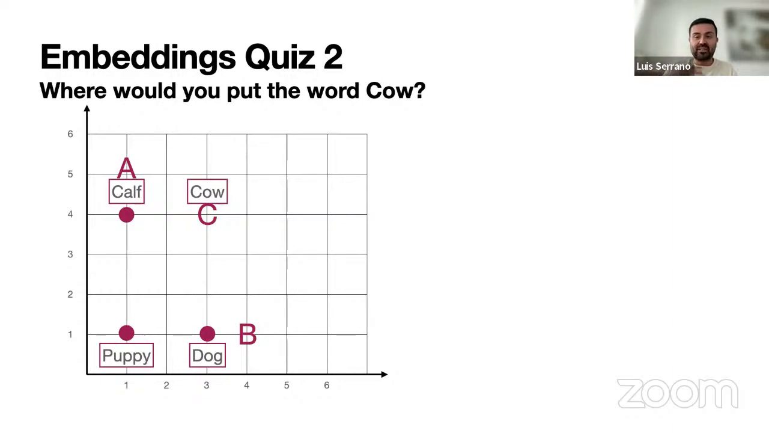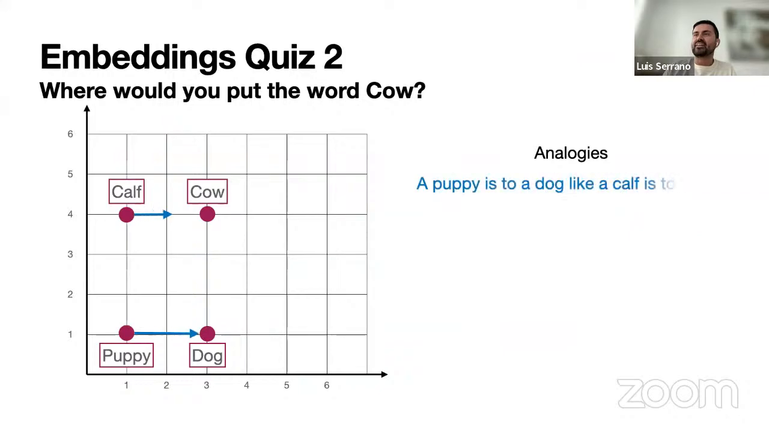And so, for example, the way I like to see it is with analogies, right? There's an analogy that says that a puppy is to a dog like a cow is to a cow, because a puppy is a baby dog and a cow is a baby cow, right? So that's an analogy. It's given by these two arrows.